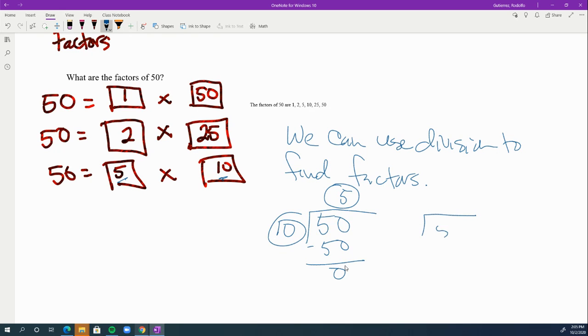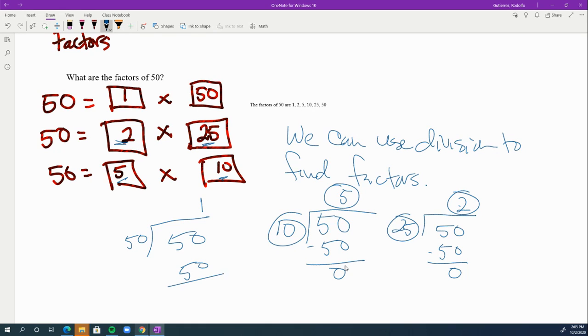Is there another number that I can use to divide 50? Well, let's say we use 25. 25 divided into 50 is 2. 2 times 25 is 50, and we get remainder 0. So again, 50 and 2 are factors of 50. And last but not least, if I divide 50 by 50, I get 1, remainder 0. So again, 50 and 1 are factors of 50.